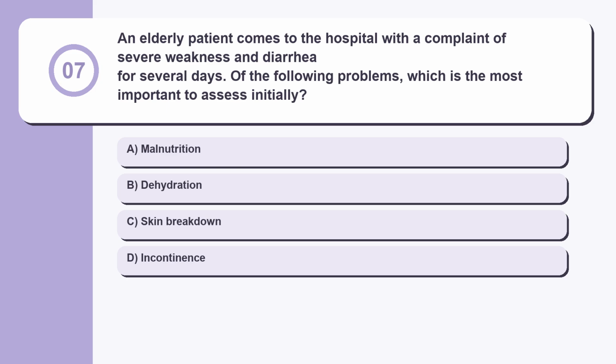Question 7. An elderly patient comes to the hospital with a complaint of severe weakness and diarrhea for several days. Of the following problems, which is the most important to assess initially? Malnutrition, dehydration, skin breakdown, incontinence.